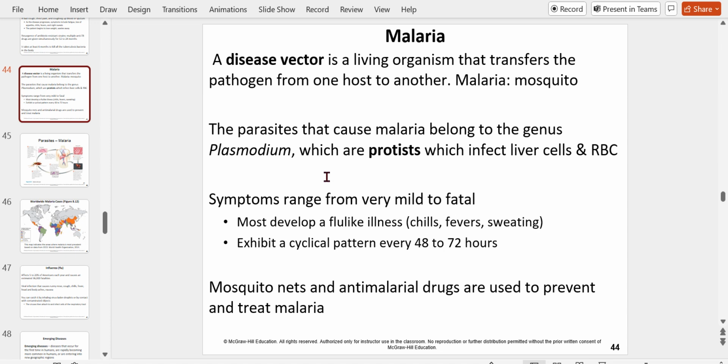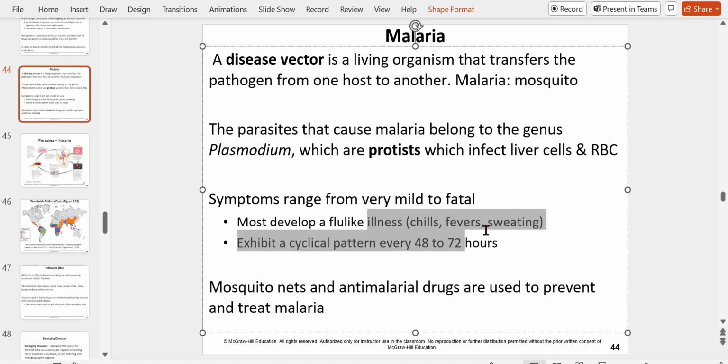Malaria. A disease vector is a living organism that transfers the pathogen from one host to another. In this case, for malaria, the vector is the mosquito. The parasites that cause malaria belong to the genus Plasmodium, which are protists and infect the liver cells and red blood cells. Symptoms range from very mild to fatal. Most develop a flu-like illness with chills, fever, and sweating, exhibiting a cyclic pattern every 24 to 72 hours. Mosquito nets and anti-malarial drugs are used to prevent and treat malaria.